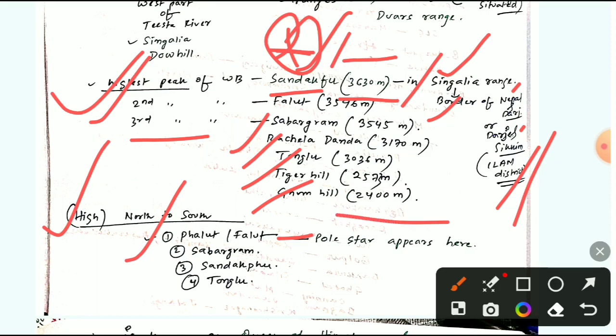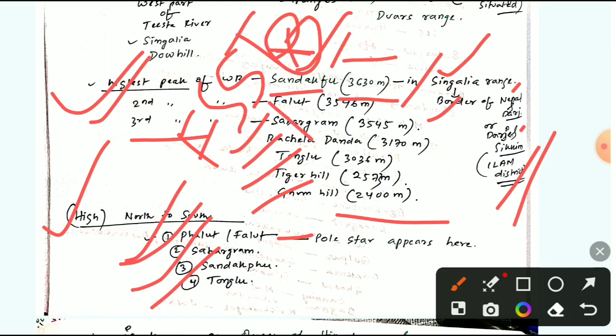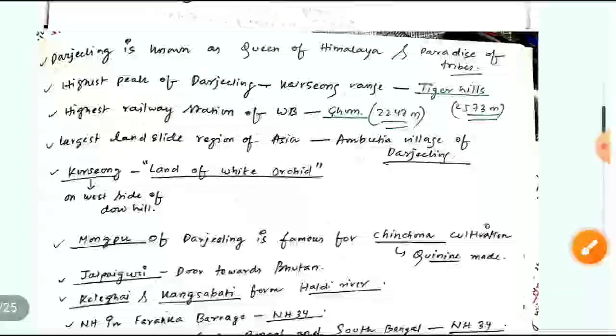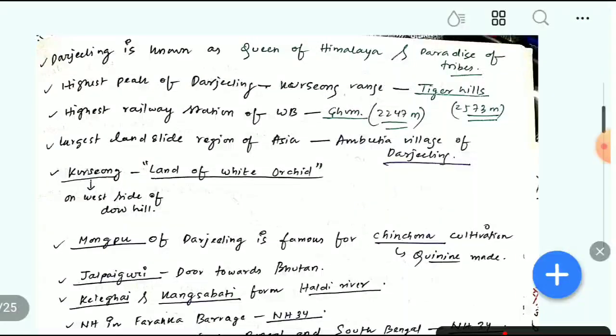We can see from here: first is Falut, second is Sabagram, next is Sandakphu, next is Tonglu. So here Sandakphu comes in the third position. This you must know. Next are some important points I have given here.